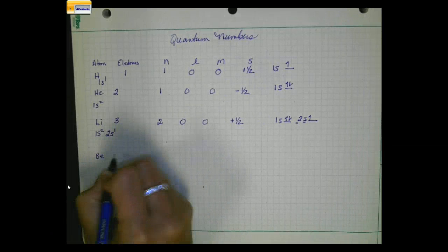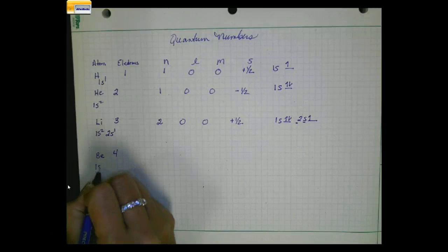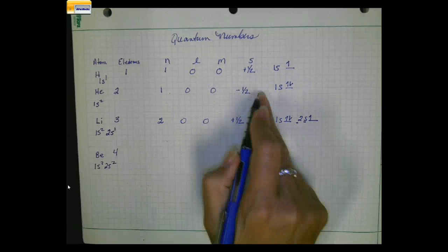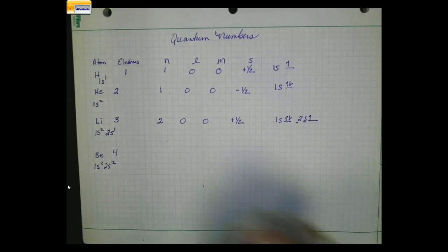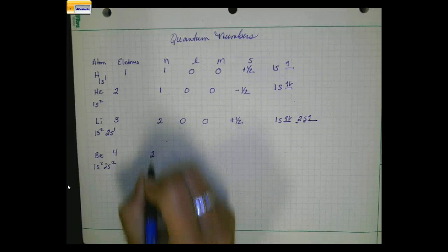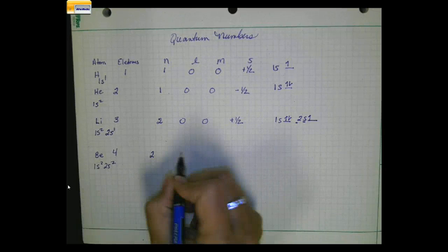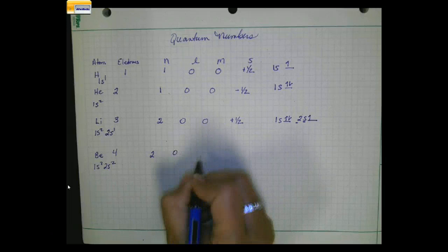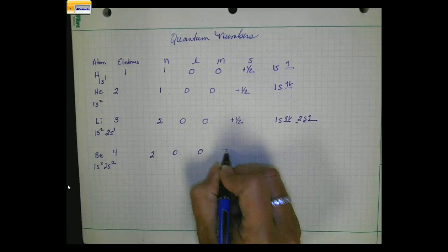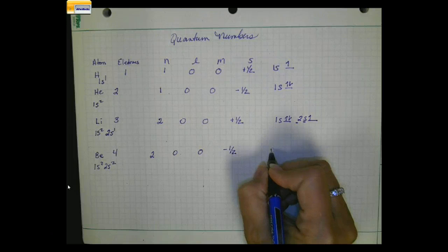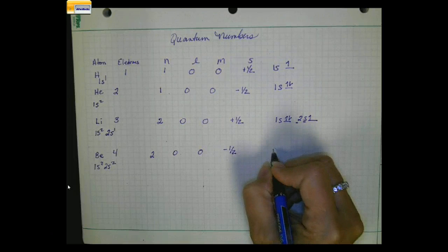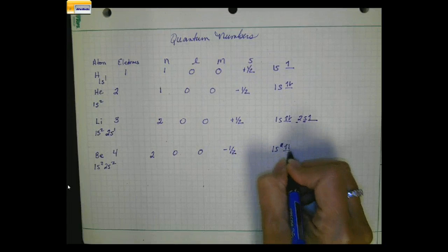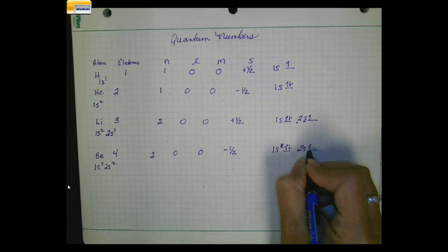Beryllium has 4 electrons, and it's 1s2, 2s2. So, my first electron, second electron, third electron, what does the fourth one look like? Well, n would still equal 2, because I'm in that second energy level. I still have space for one more electron here, so I can still use L equal to 0 and M equal to 0, and this would be minus 1/2. And so my electron orbital line diagram would be 1s with 2 electrons, 2s with 2 electrons.